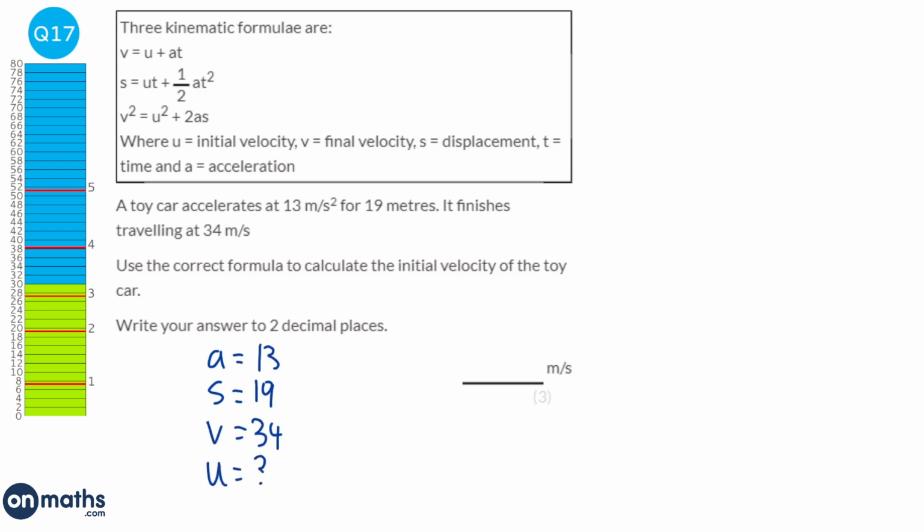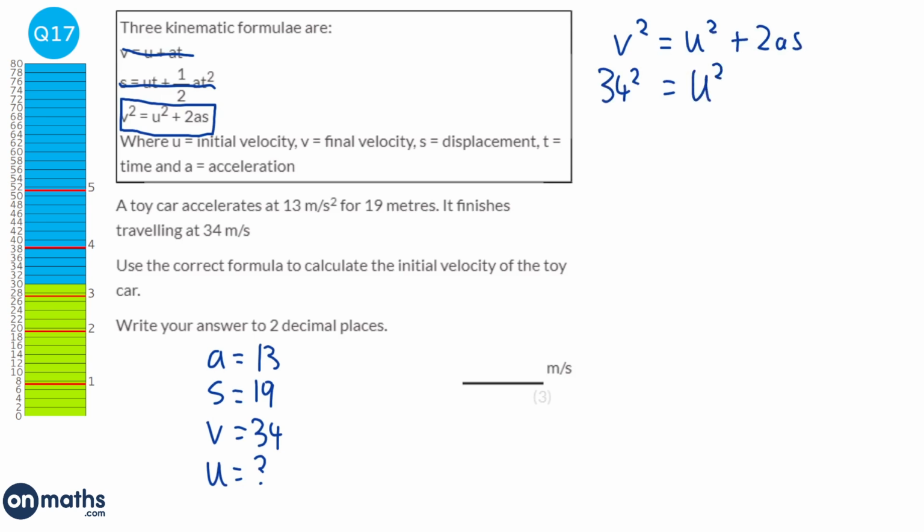So which of these formulae include a, s, v and u? That's got a t in it, that's got a t in it, so it's going to be this one here. So let's write that out. v squared equals u squared plus 2as. So that would be 34 squared equals u squared, because that's the one we're looking for, plus 2 times 13 times 19.